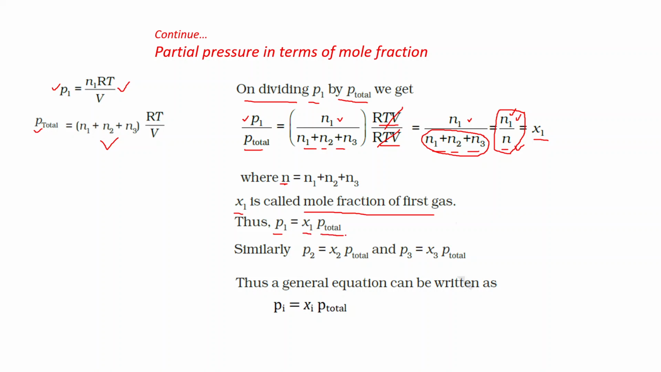Get it? In the same way, if we divide P2 by P total, we will get P2 is equal to X2 P total. In the same way, if P3 is divided by P total, we will get this one. In general, if i components are present, then we can write partial pressure of component i is equal to mole fraction of component i multiplied by total pressure. Is that clear? This is the relationship between partial pressure and mole fraction.